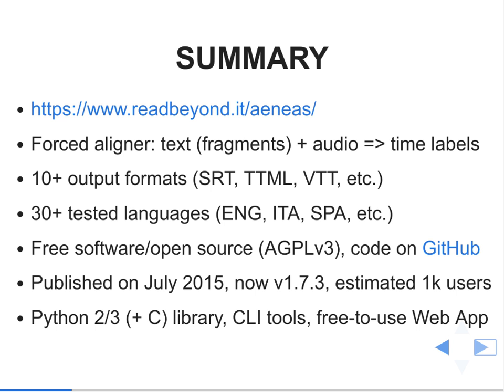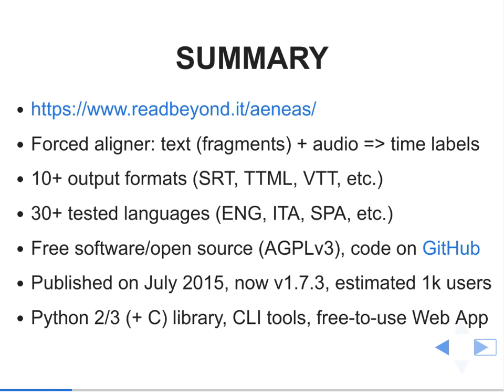From a user perspective, aeneas supports a dozen output formats, including raw formats like XML, CSV or JSON, but also final formats like SRT or TTML for closed captions. One of the best features of aeneas is that it can be used on several languages. Later I will spend a few words on why this is the case. So far, aeneas has been confirmed to be working well on more than 30 languages.